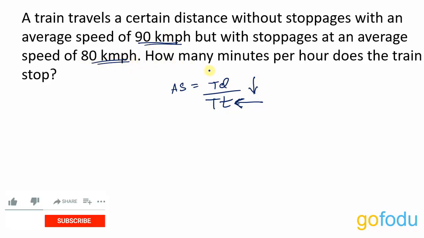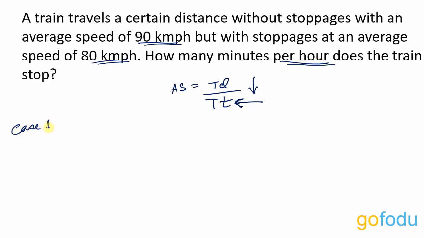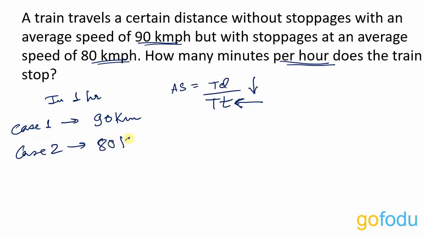And we have to calculate how many minutes per hour the train takes to stop. We have to calculate stoppages per hour. As we are calculating for 1 hour, let us take everything for 1 hour only. Earlier, in case 1, the train covered 90 km in 1 hour. In case 2, the train covers 80 km plus stoppages.